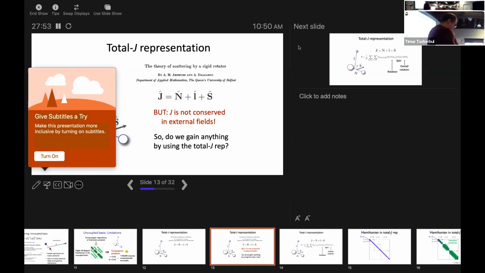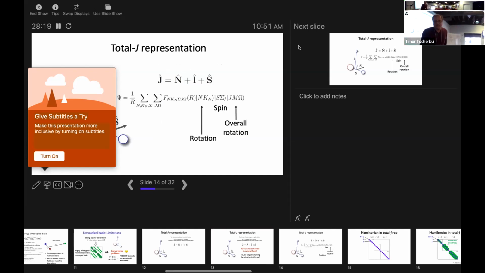It took me a long time. There was general pessimism at that time in the field about using this total angular momentum basis. For example, my advisor, Roman Krems, told me to forget about it. But I was so desperate to get these calculations done that I tried it anyway. I said, to hell with non-conservation of angular momentum, let's just do the computation in the total angular momentum basis and see what happens.